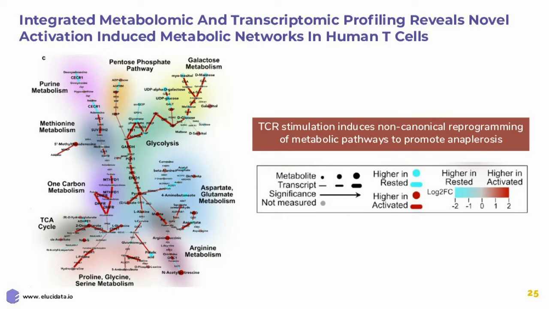But what was really heartening to see in this entire analysis was that targets of canonical drugs like methotrexate, which is the dihydrofolate reductase, DHFR, pictured over here, as well as purine metabolism, which is a target of a lot of immunosuppressive drugs such as azathioprine and leflunomide, were all demonstrated to be modulated upon T cell activation.